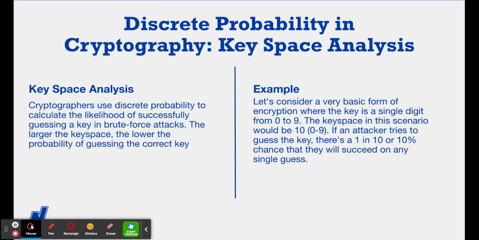Let's consider an oversimplified encryption scheme where the key is a single digit from 0 to 9. In this case, our key space is 10. If an attacker tries to guess the key, there's a 1 in 10, or 10%, chance that they will succeed on any single guess. This simplified scenario shows us how the size of the key space influences the probability of an attacker successfully guessing the key.